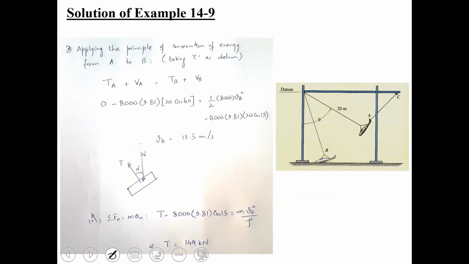Yes, sir. Overall, if we look at the solution, the velocity comes out to be 13.5 meters per second by applying the conservation of energy principle between position A and position B, and by applying the equation of motion along the normal axis we can find the value of tension to be equal to 149 kilonewton. I hope the point is clear to all of you. Are there any questions regarding example 14-9?